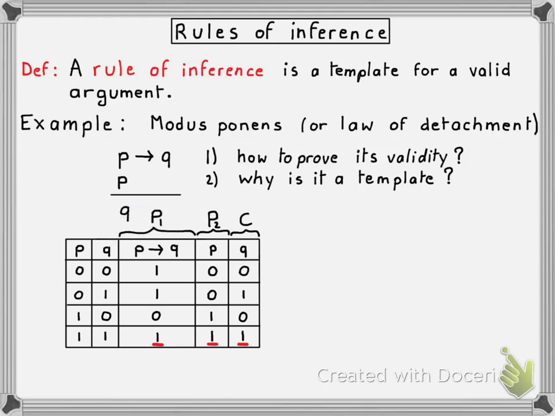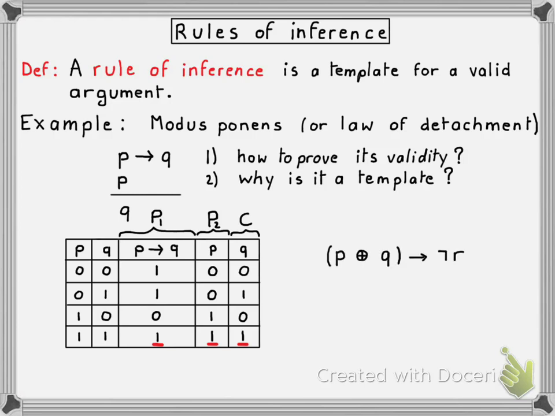In other words, this is just a rule, but it does not only apply to the specific propositions, P implies Q and P. It applies to any conditional and any argument of this form where you have a conditional that you know to be true and its premise. In other words, P and Q in this inference rule can be replaced by any arbitrarily complex proposition. So let me give you an example to illustrate this idea of a template.